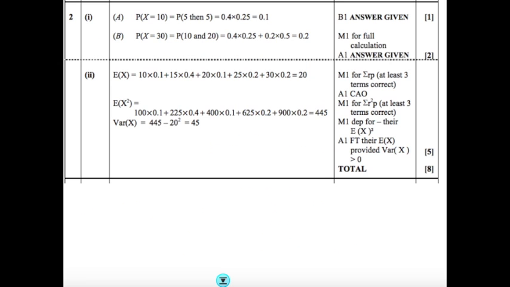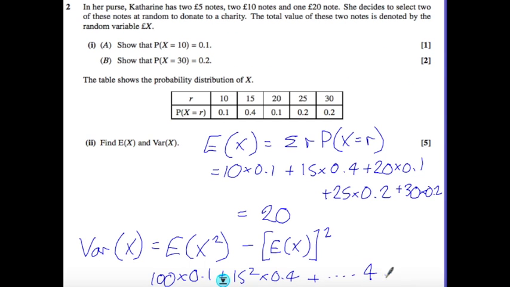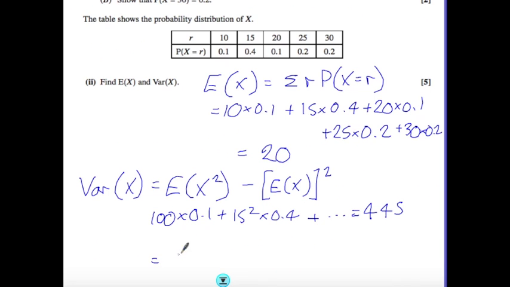And if you do all that, you should get 445. Right, and then we've got to take away the expectation of X, which was 20 before, and that squared. So we've got to take our 445 and take away 20 squared. So I reckon that is 45.